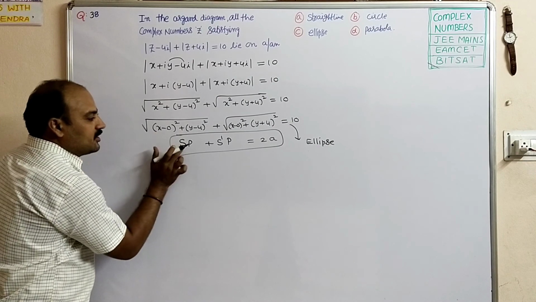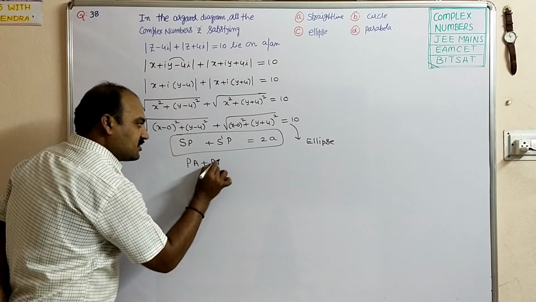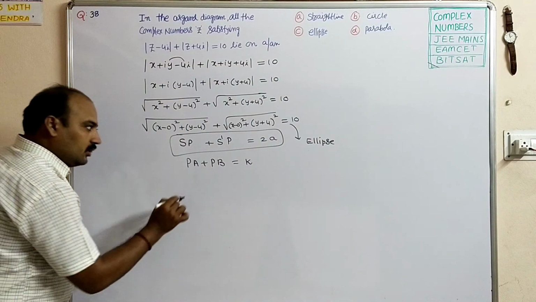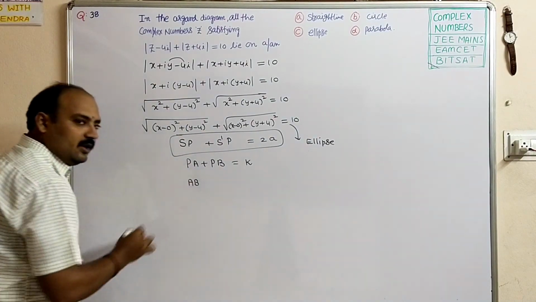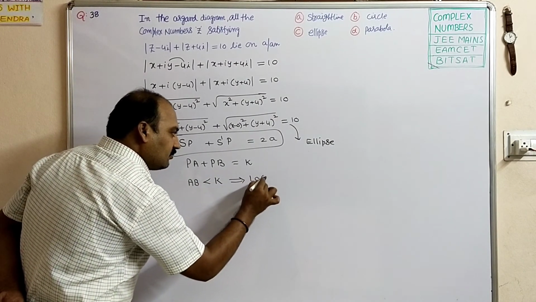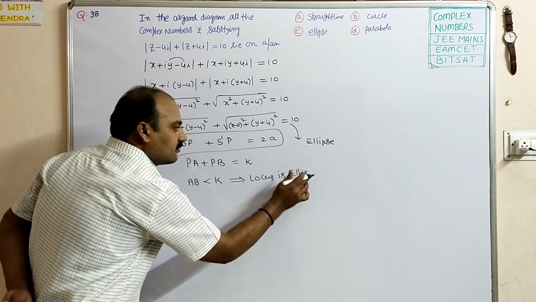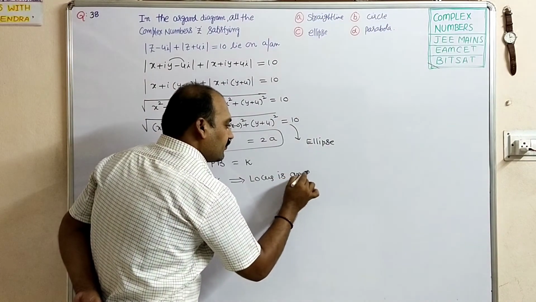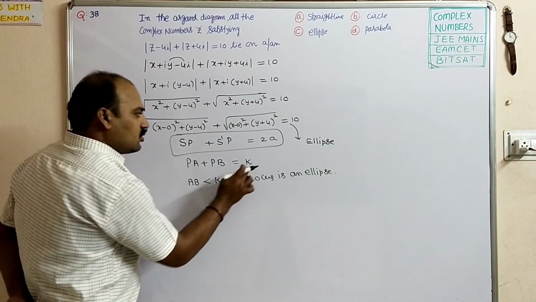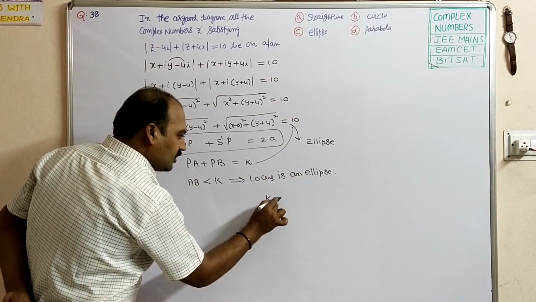So from here the point S is 0, 4. Otherwise PA plus PB, come to the locus. PA plus PB is equal to k. If the value of AB is less than k, then the locus will be ellipse. You remember, dear students? Now only we'll check that. So k value is obviously 10 according to this. So k is equal to 10.